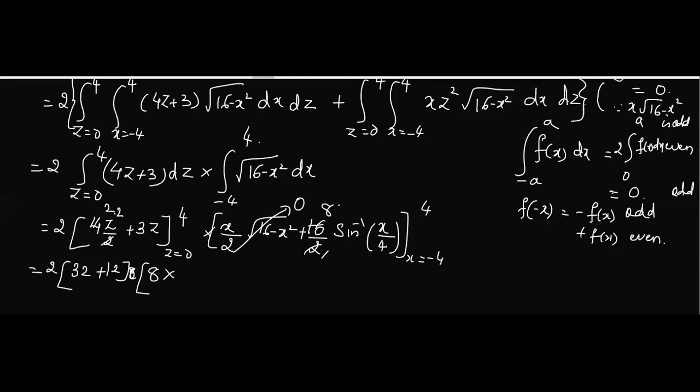Substitute upper limit 4. Sine inverse of 4 by 4 is how much? What is sine inverse 1? Sine inverse of 1 is pi by 2. Minus of, again, sine inverse of minus 1 is minus pi by 2. Tell me the overall answer. Do the calculation first.